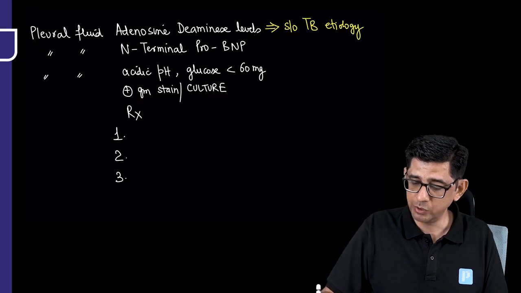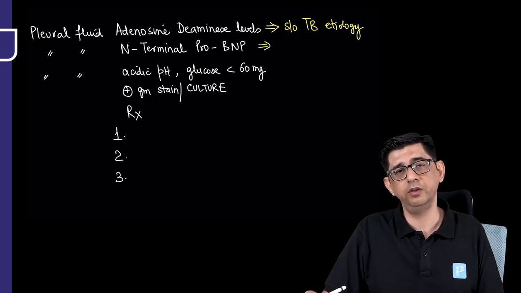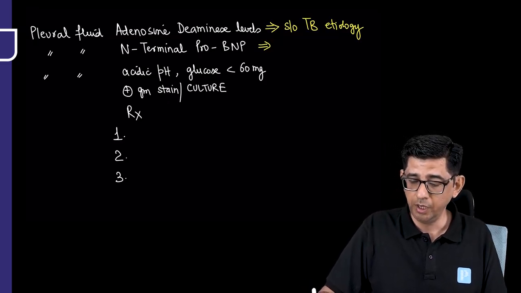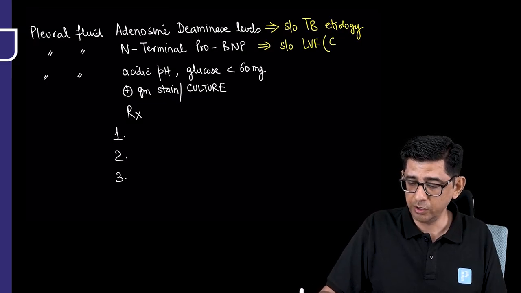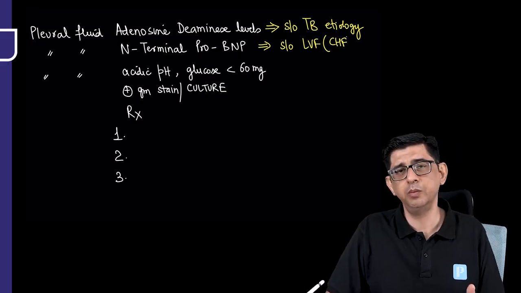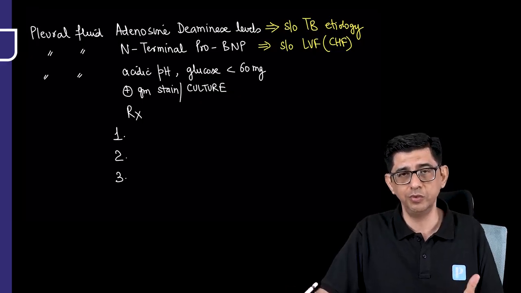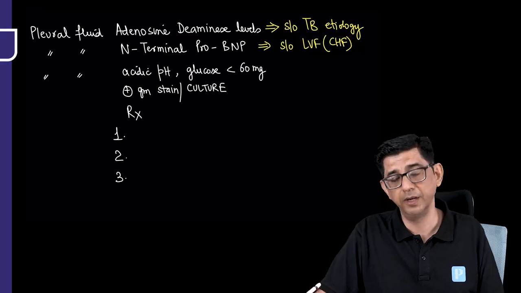The next one is even simpler: if the pleural fluid has N-terminal pro-BNP, that is B-type natriuretic peptide, it is suggestive of the fact that the person has heart failure as an etiology. And if he wants to make it more technical, he might ask which side of the heart will fail to produce a bilateral pleural effusion. The answer would be left ventricular failure.